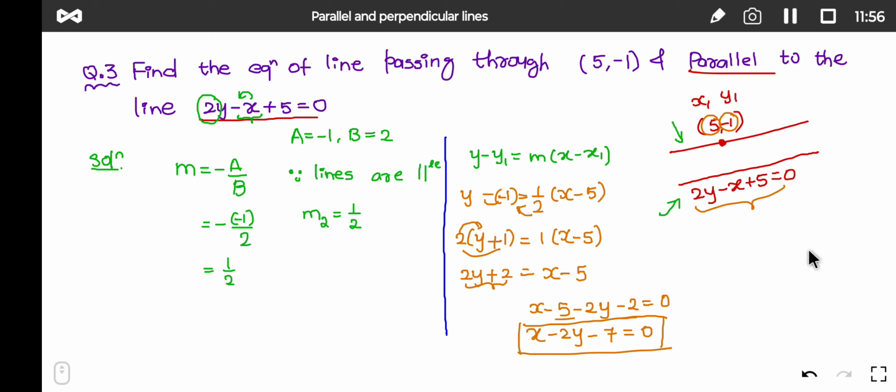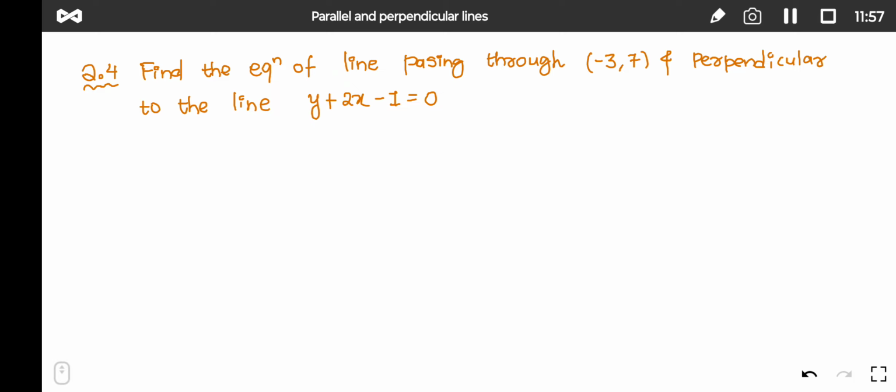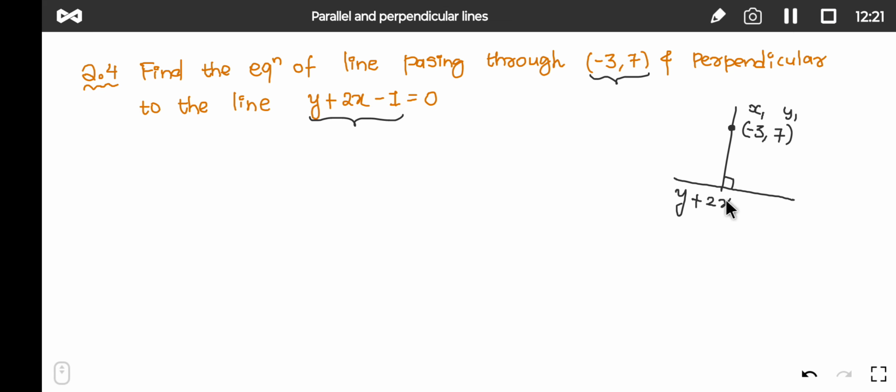Look at one more example, of a perpendicular line. Find the equation of the line passing through the point minus 3, 7. So our line is passing through the point minus 3, 7. So this is our x1, y1 value, and it is perpendicular to the line y plus 2x minus 1 is equal to 0. So one more line is given, which is perpendicular to our line, and the equation is y plus 2x minus 1 is equal to 0.